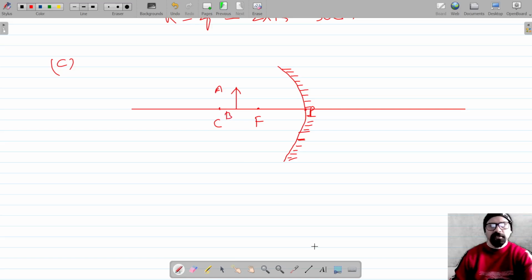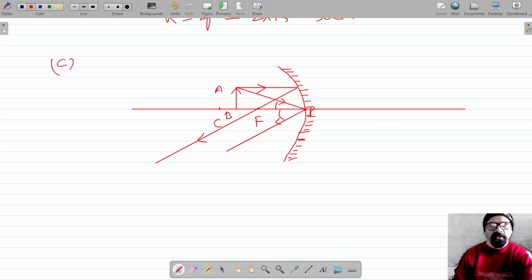This is the object, and this is the ray that is going parallel to the principal axis, and the ray parallel to the principal axis, after reflection, always goes through the focus. Now we have to consider one more ray. Let this be the ray that is incident obliquely on the principal focus. It will follow the law of reflection and be reflected obliquely such that the angle of incidence is equal to the angle of reflection. This is the angle of incidence, this is the angle of reflection.